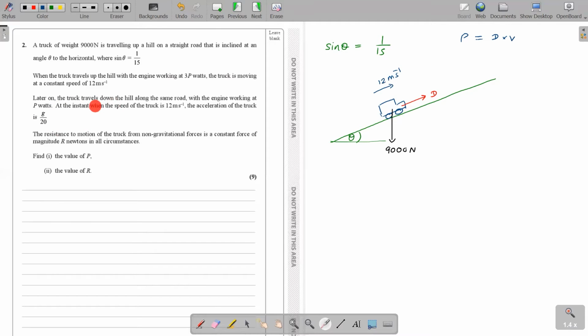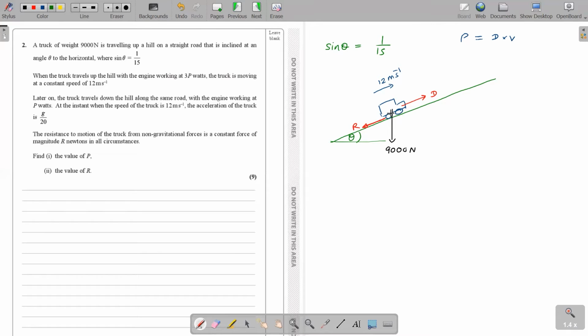So shall we mark all the forces here, and later on, the truck traveling down the hill is another story. Before I go to the down the hill part, let's mark all the forces for the truck traveling up the hill. So I have the driving force produced by the engine. I have the 9,000 newton weight. What else do I have? They have said the resistance to motion of the truck from non-gravitational forces is a constant force of magnitude R. So we have the resistive force R, which is against the direction you are moving. You are moving up, so the resistive force is down.